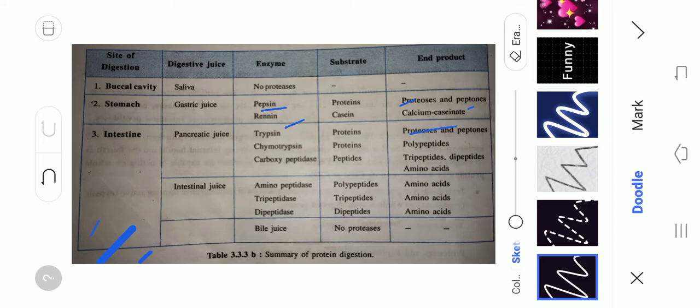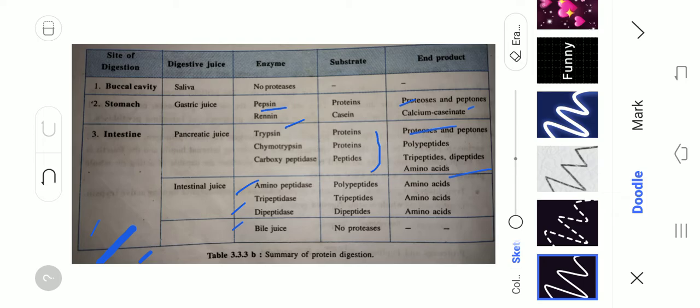Then in the intestine, the pancreatic juice secretes trypsin. It is present in the inactive form called trypsinogen. Trypsin, chymotrypsin and carboxypeptidase break down the protein molecules and give end products like proteoses, peptones, polypeptides, tripeptides, dipeptides and amino acids. The intestinal juice has the enzymes aminopeptidase, tripeptidase and dipeptidase.